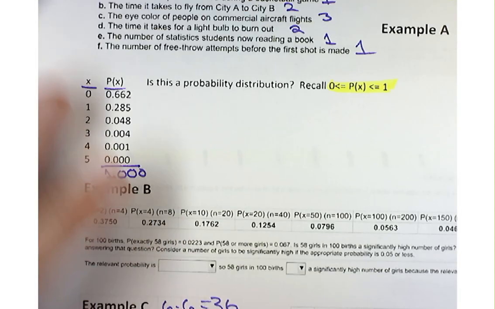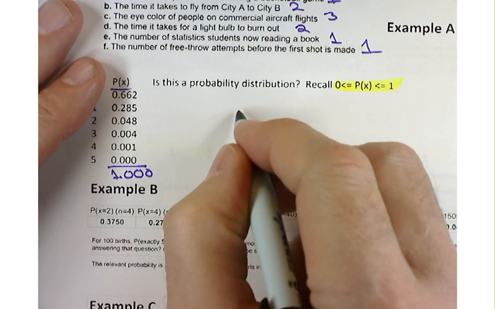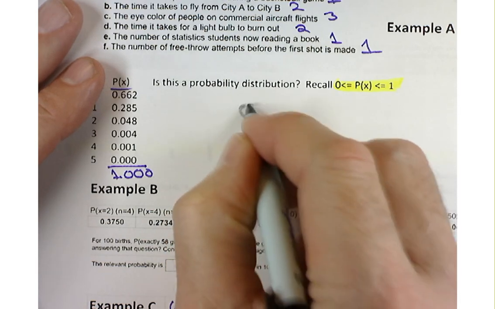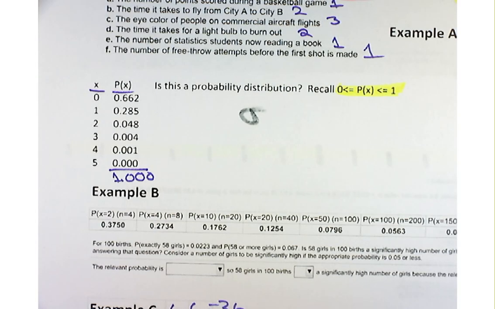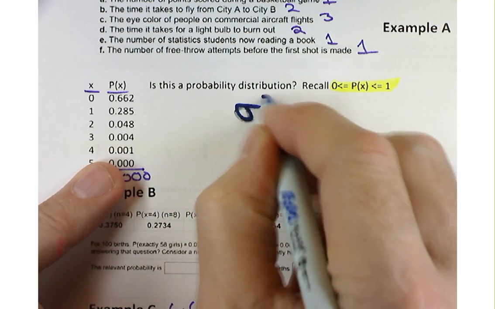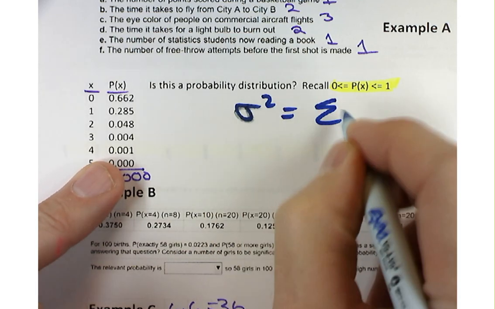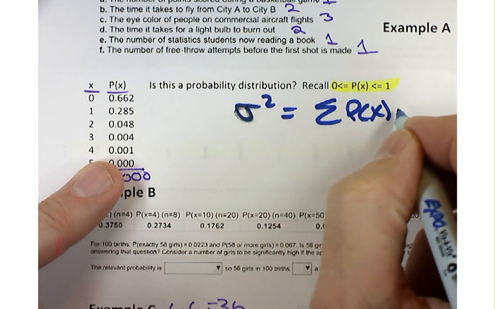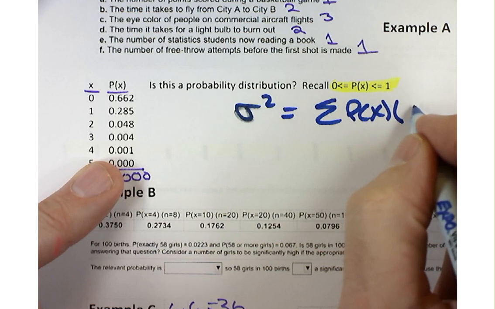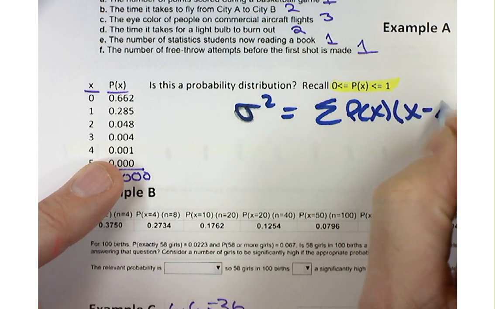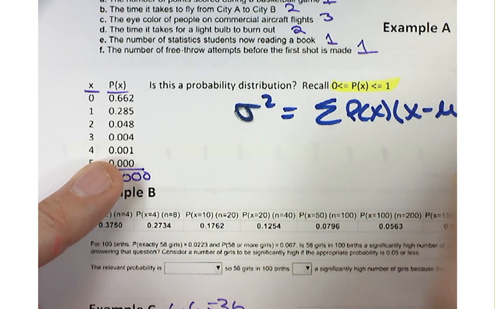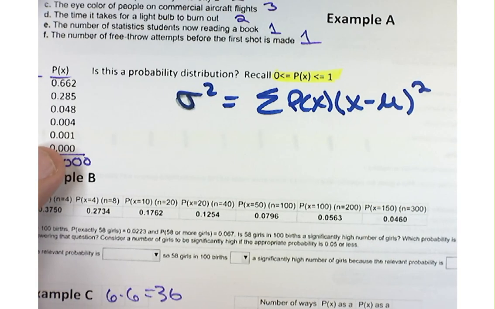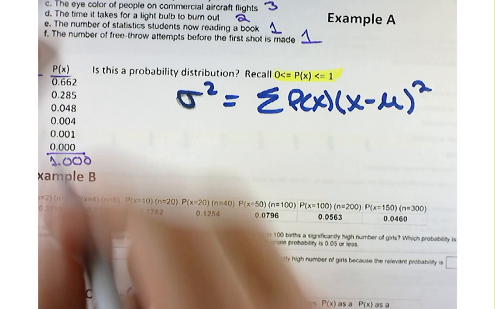Let's see, our variance, and this isn't working out too good. Let me try a different one. Our variance is going to be the sum of P of x, which is your probability, times x minus the mean, squared. That's the formula for your variance.